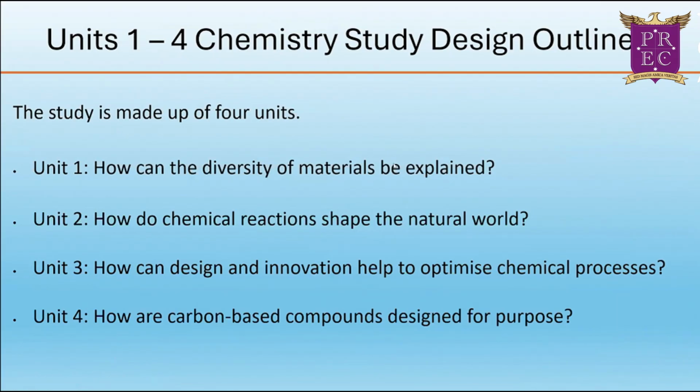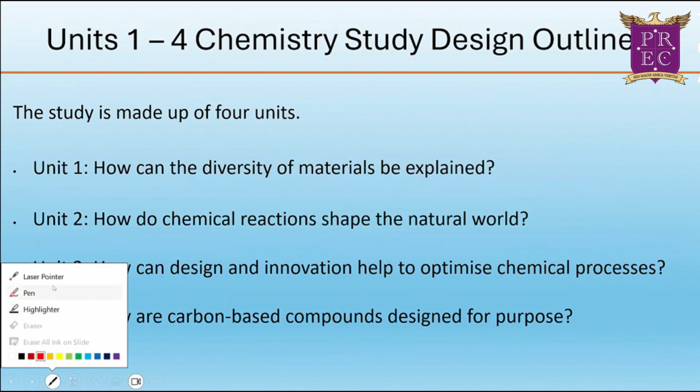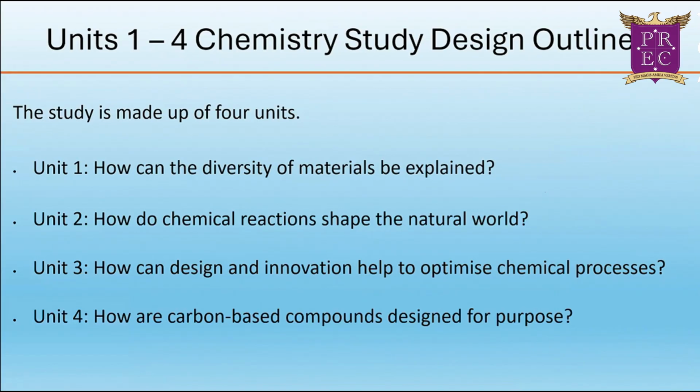In regards to our study design, our units can be classified as follows: units 1 to 4 respectively. In regards to the cumulative nature, I would like to clarify that unit 1 is going to be the first unit that you will generally undertake. That is a prescription, followed by unit 2. It's very natural to say you must understand the diversity of materials before you can begin examining chemical reactions that shape the natural world around us. This is very cumulative. Units 3 and 4 follow unit 2, and please regard it in this way. You must complete unit 2 before you move on to 3 and 4 respectively.